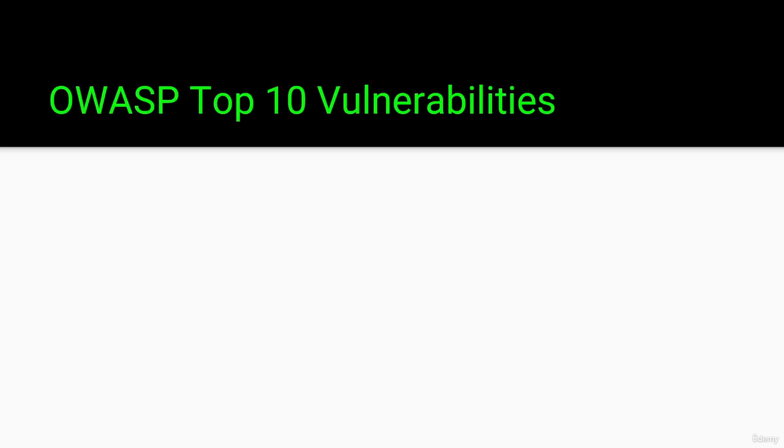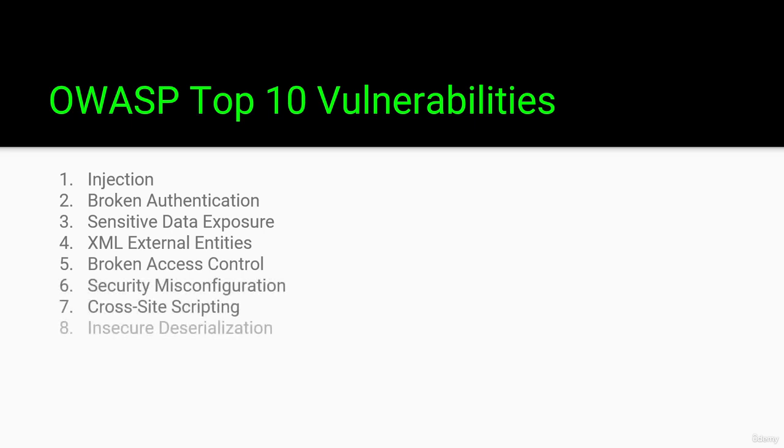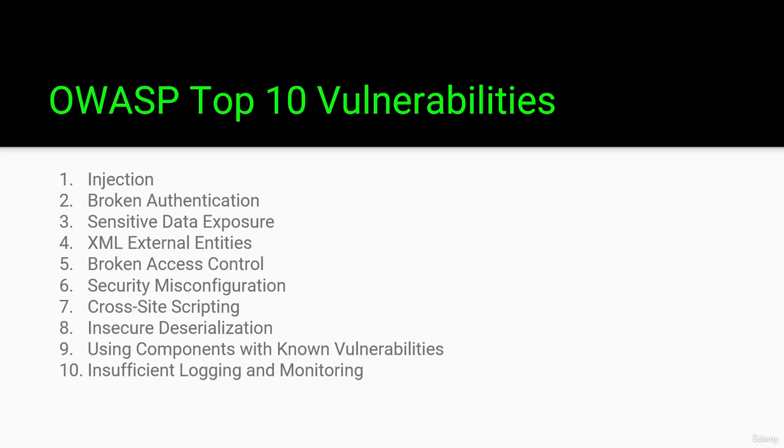Now we have the top 10 vulnerabilities, which depend on the OWASP project. First, injection, broken authentication, sensitive data exposure, XML external entities, broken access control, security misconfiguration, cross-site scripting, insecure deserialization, using components with known vulnerabilities, and insufficient logging and monitoring. Now let's start one by one.